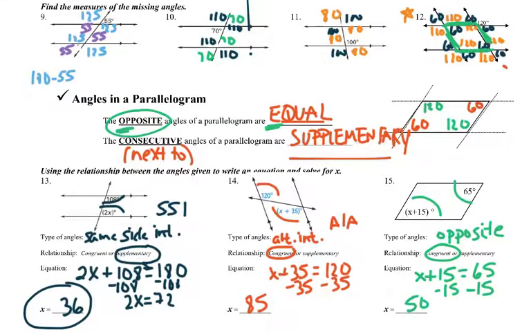Those questions on the bottom are going to be real important. We're going to do a lot of them in this chapter, not just in this section, where we see the type of angles, the relationship, and then we set them equal if they're congruent, add them up to 180 here if they're supplementary.